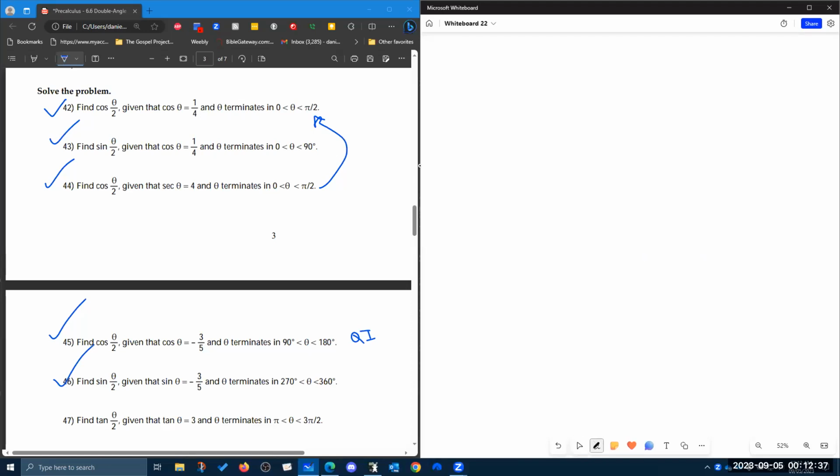We want tangent of theta over 2 when tangent is 3 and terminates in quadrant 3. And that puts the half angle in the top half of quadrant 2. So the tangent's going to be negative there.